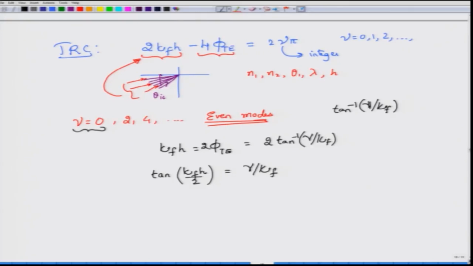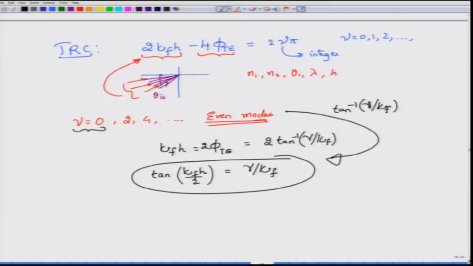This is the simplified condition. Although we derived it for the case of nu equal to 0, it is true for all even modes. So, for all even modes, the transverse resonance condition can be simplified by writing tan of kappa f h by 2 equals gamma by kappa f.